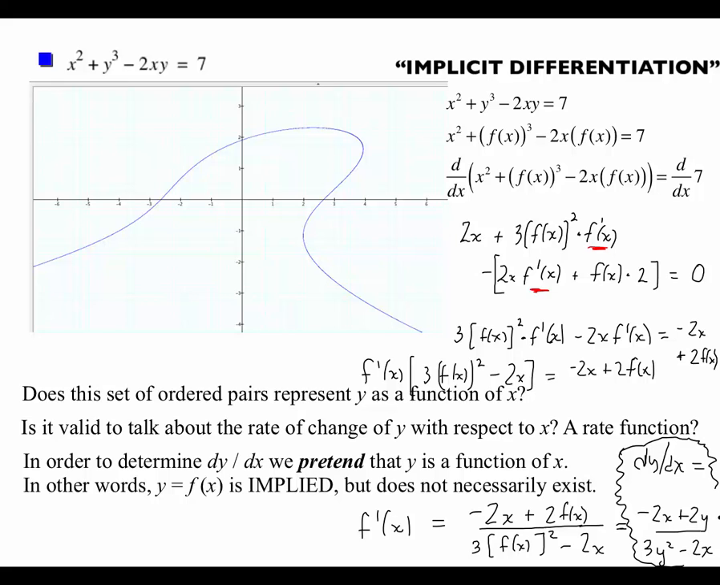Any questions on how I did that? So what does it mean? It means if we plug in an ordered pair that's on that curve into this expression right there, it will give us a number. And that number will be the rate of change of y with respect to x at that point. The same rate of change we've been working on the last month or whatever. Questions? Okay, so let's go to GC and take a look at this.